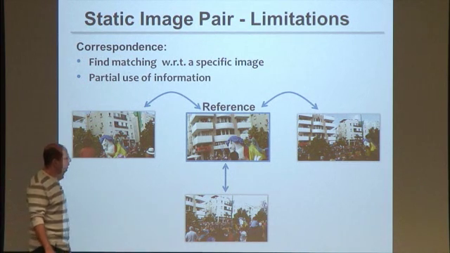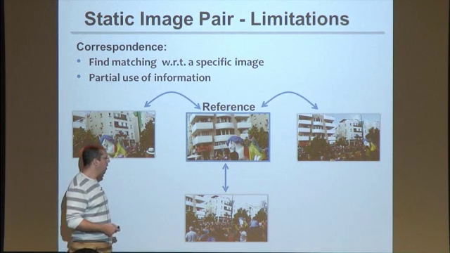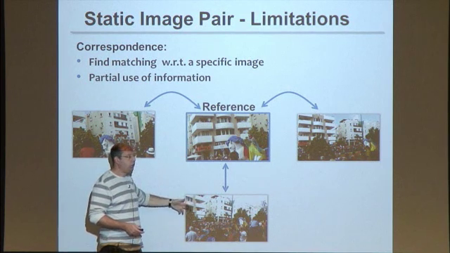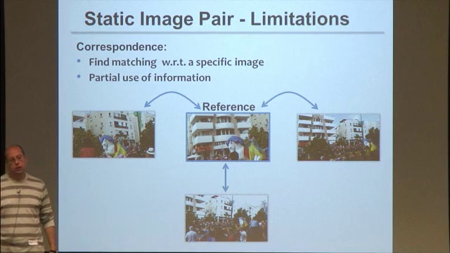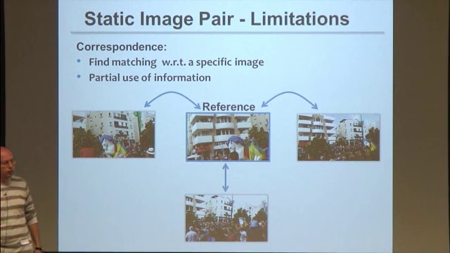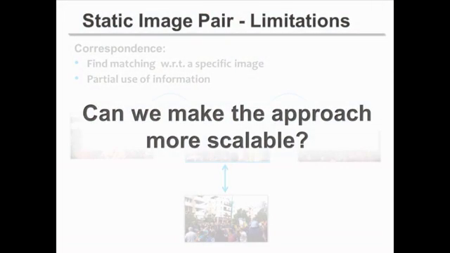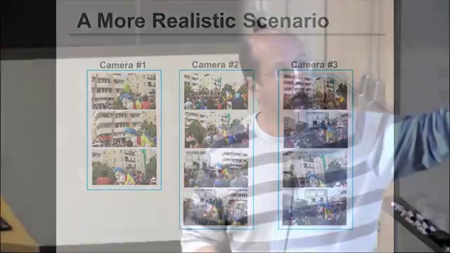The other problem is that usually people take more than one picture with their camera, and we are not taking advantage of the fact that we know the temporal order of images within a camera. We don't know the exact time step, but we know that image 2 was taken after image 1 and before image 3 and so on. So we want to make the approach more scalable by removing the reference image assumption, and we want to make the approach more realistic by looking at multiple images that you know the temporal order in each of the cameras.